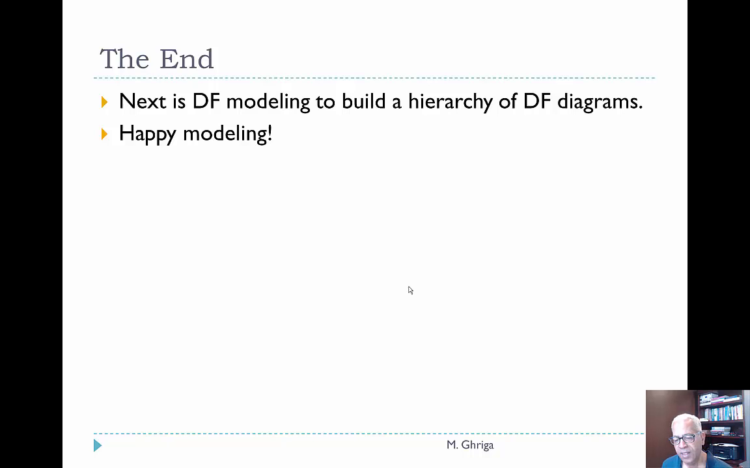And once we have a full understanding of these notations and the basic validation that takes place at this level, we can transition to the process of modeling and using engineering principles like abstraction and partitioning to build a hierarchy of data flow diagrams to describe the system. And these diagrams can be the foundation for deriving an architecture of the system.